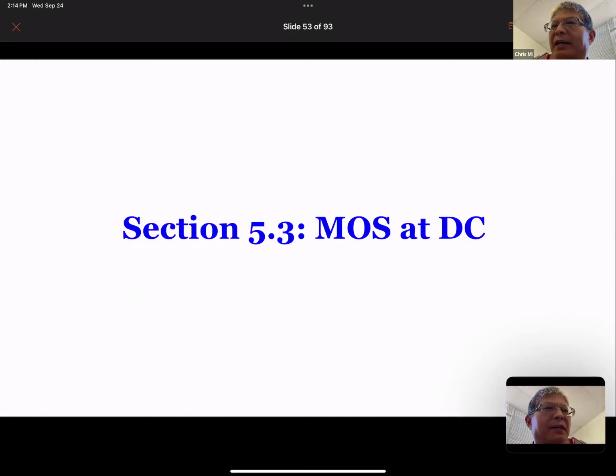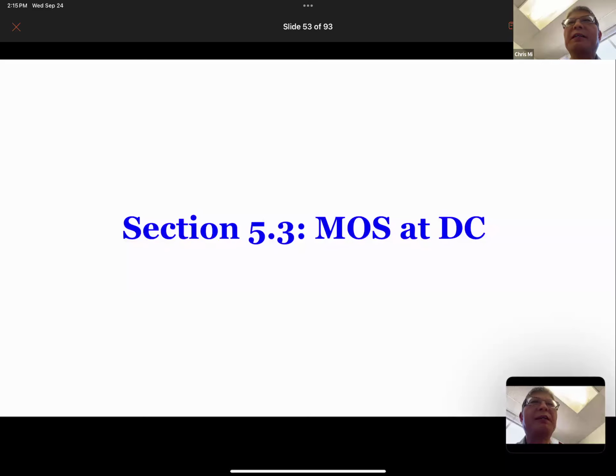In the next lecture, we're going to spend 3 lectures on the DC operation of MOSFET circuits, in the future. But here, I just want to summarize a little bit on the MOSFET conduction.